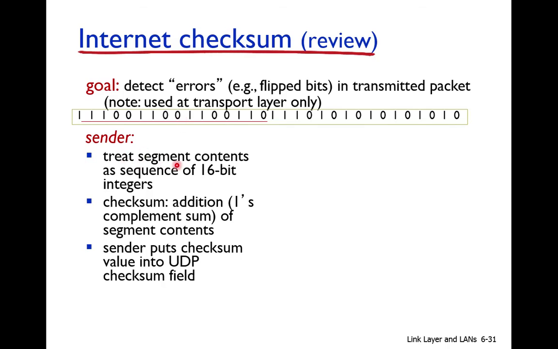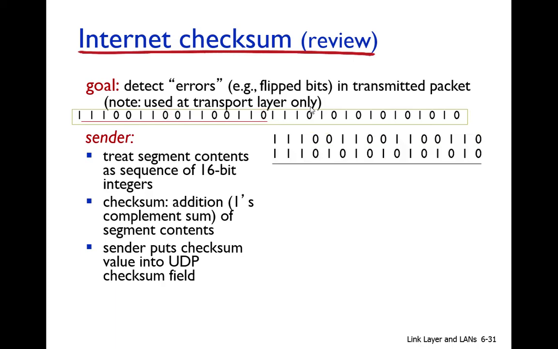we treat the segment content as 16-bit integers. So we divide this data into 16 bits, 16 bits, 16 bits. This is about 32 bits of data, so we will divide it into two 16-bit parts. This is the first 16 bits and this is the second 16 bits. So the data is divided into 16 bits.